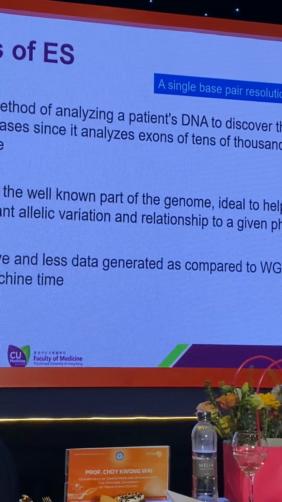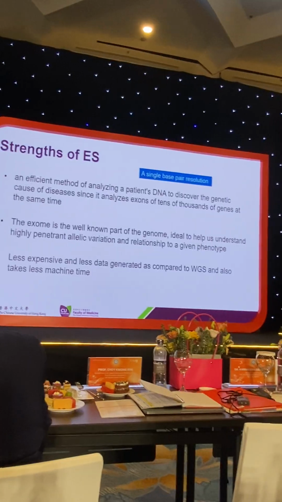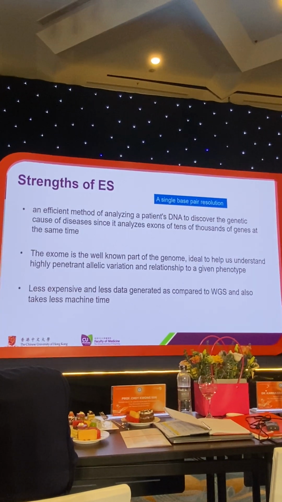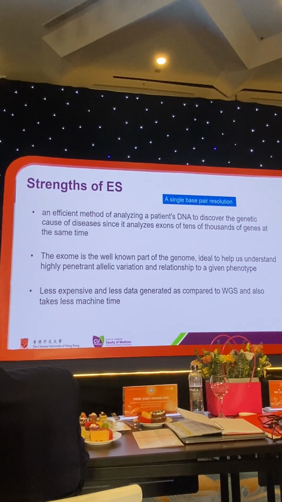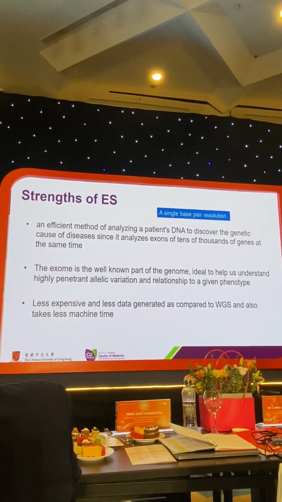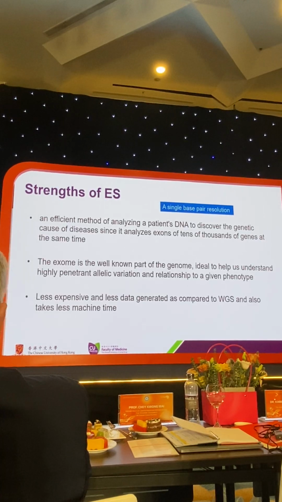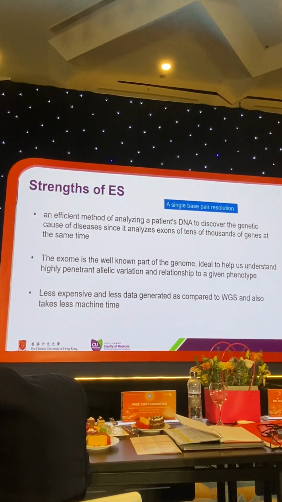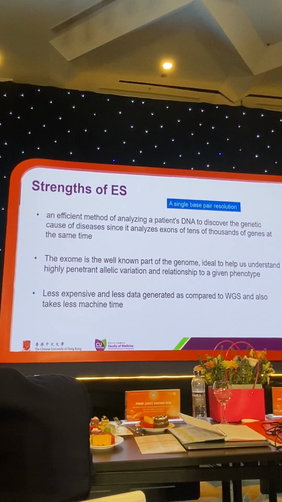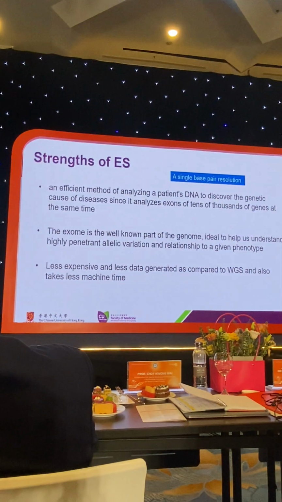Okay, so the strength of exon sequencing is that it's a very efficient method of analyzing a patient's DNA to discover the genetic cause of disease, because it analyzes tens of thousands of exons or genes at the same time. And the exon is the well-known part of the genome. It's ideal to help us understand the highly penetrant allelic variations leading to disease. So we should have less worry about variants of uncertain significance or unknown significance. And it's less expensive than genome sequencing and generates less data, so the computational power you need in your lab will be less.